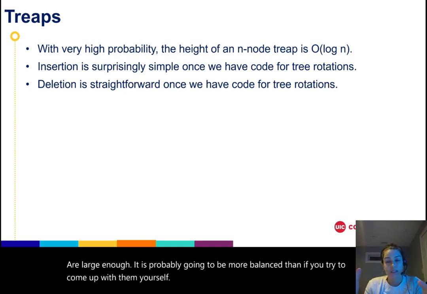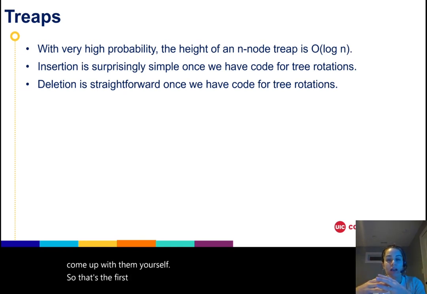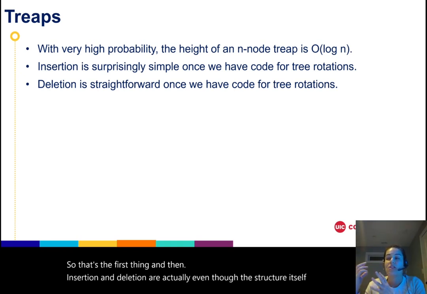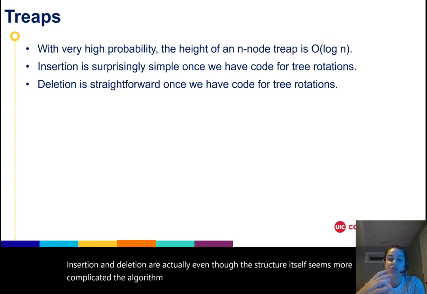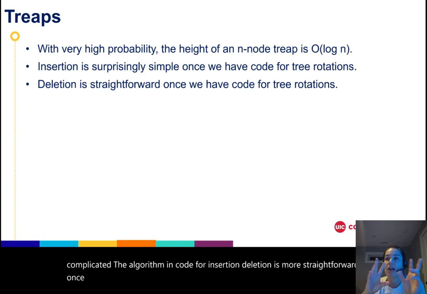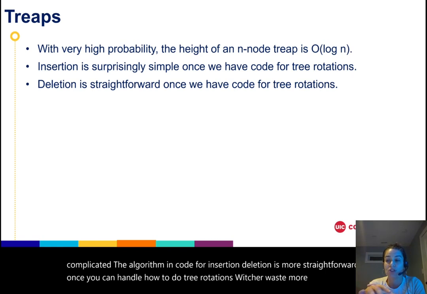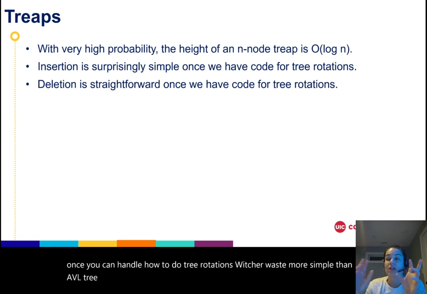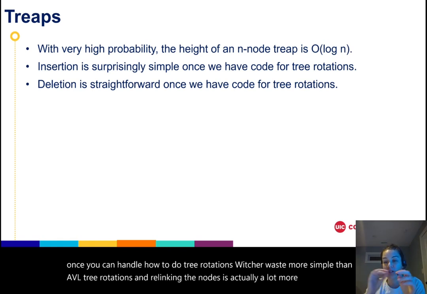So that's the first thing. And then insertion and deletion are actually, even though the structure itself seems more complicated, the algorithm and code for insertion and deletion is more straightforward once you can handle how to do tree rotations, which are way more simple than AVL tree rotations. And relinking the nodes is actually a lot more simple than binary search trees.